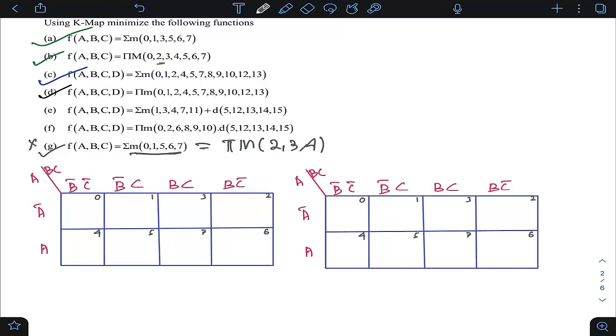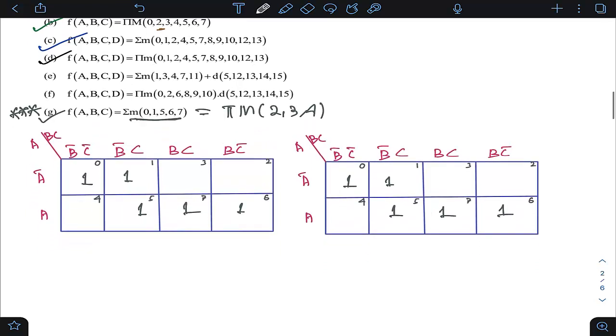This is one interesting question, students. We'll observe certain important things from this. Min term number 0, min term number 1, min term number 5, min term number 6, min term number 7. Let me do this in 2 different maps.